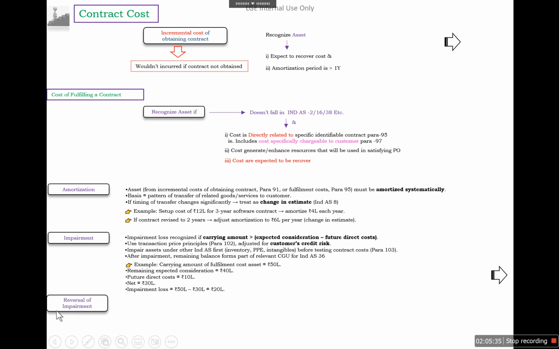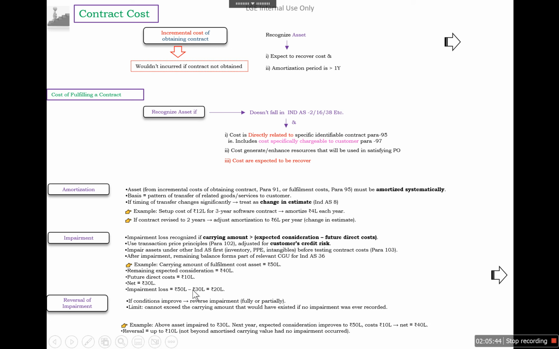And there will be reversal of impairment if the condition improves, but the limit is it cannot exceed the carrying amount that would have existed if no impairment had been incurred. For example, in the earlier example, if the asset is impaired to 30 lakhs, next year we expect the consideration to improve to 50 lakhs and cost will be 10 lakhs. So net will be 40 lakhs. So reversal can be up to 10 lakhs, not beyond the amortized carrying amount had no impairment occurred.